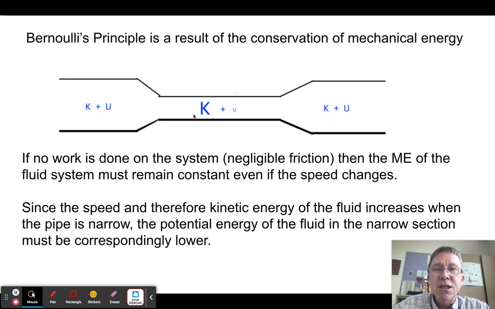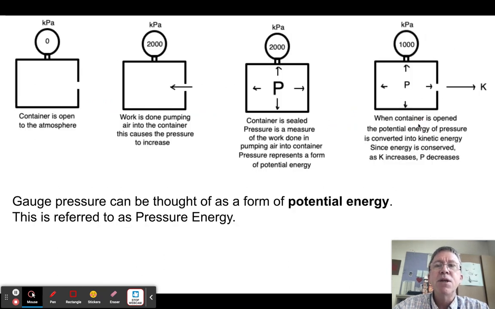So since this is going faster, the kinetic energy has to go up. That means that the potential energy has to go down. All right, that's the basic idea of Bernoulli's principle: the kinetic energy is due to the speed. Therefore, the pressure, which is a form of potential energy, is going to go down. Now, why is pressure a form of potential energy? Let's take a look at that one next.